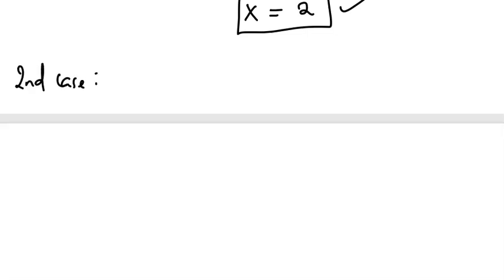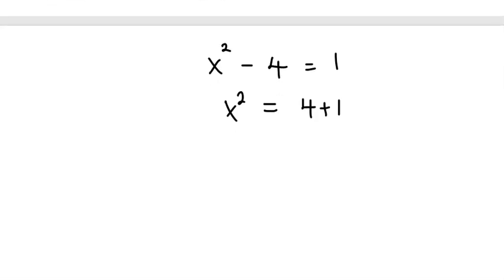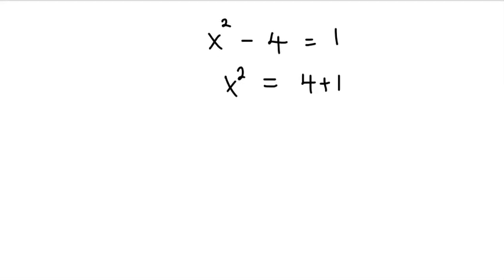So what should be our second case? We know that 1 raised to the power of n will always be equal to 1, no matter what n is. So we're going to let the base equal 1, because 1 raised to the power of 3x minus 6 will also give us 1, which implies that x squared minus 4 is equal to 1. So from here, we have that x squared is equal to 4 plus 1, because the 4 is negative, so when crossing over to the right-hand side, it becomes positive. So we get x squared is equal to 5.